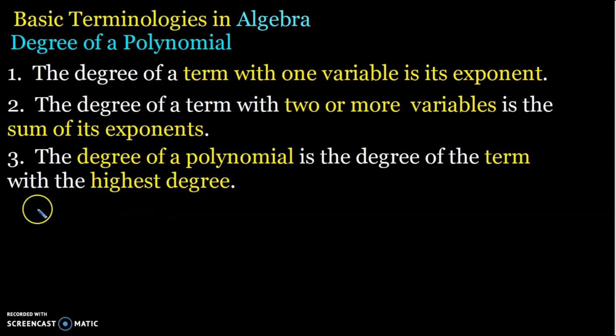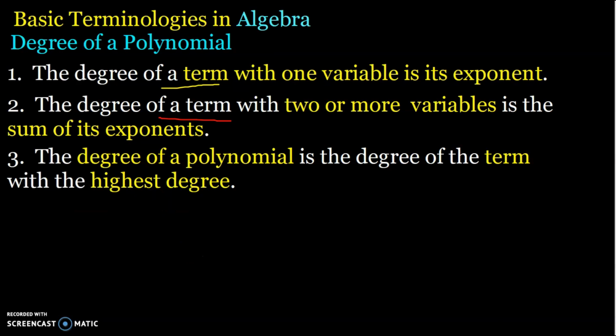So, the third rule states that the degree of a polynomial is the degree of the term with the highest degree. So, kung yung first at second rules natin ay para sa monomial, kasi a term lang, monomial, okay? Ang third rule natin ay para sa binomial, trinomial, or multinomial. So, sabi dyan, is the degree of the term with the highest degree. So, in short, ibig sabihin nun, kukunin mo yung degree ng bawat term at kung ano yung pinakamataas ay siyang magiging degree ng polynomial na given.